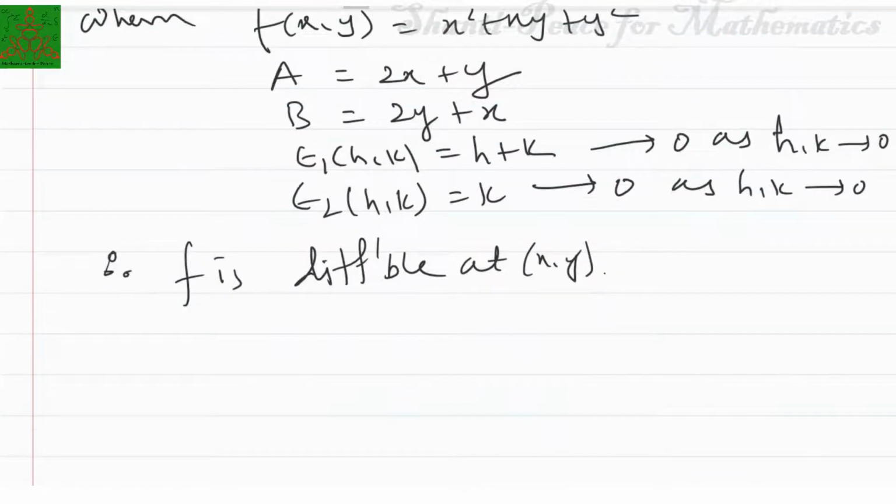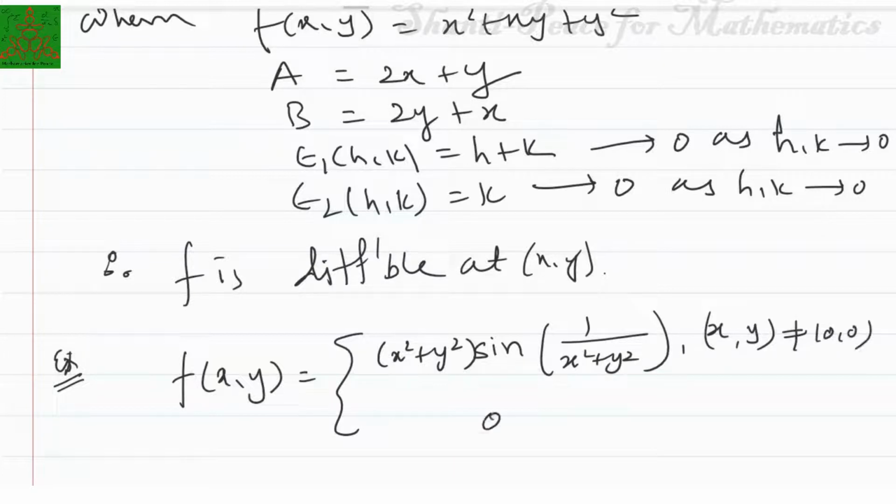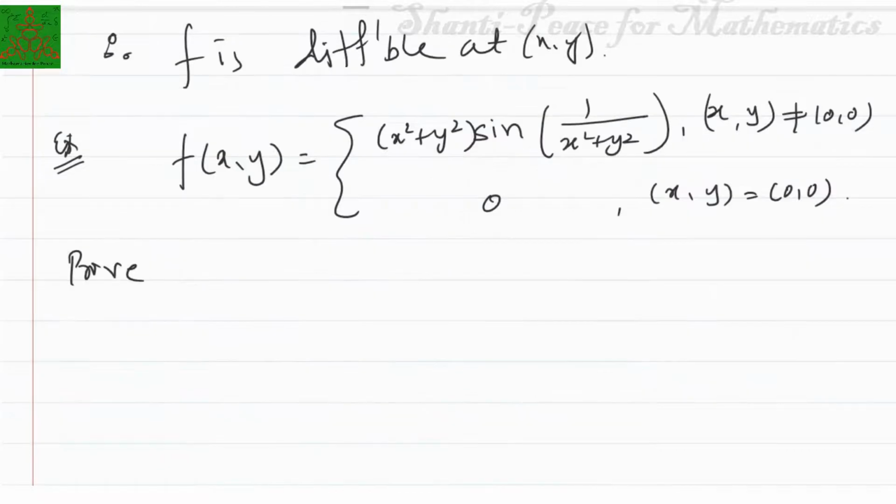Let's have another example. Let's say f of (x, y) is given as (x square plus y square) sine of 1 upon (x square plus y square) if (x, y) is non-zero, and 0 if (x, y) equals (0, 0). Now we need to check whether this function is differentiable at point (0, 0) or not. Prove that f is differentiable at (0, 0).